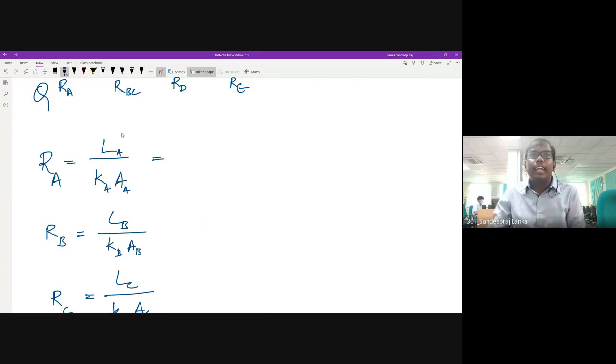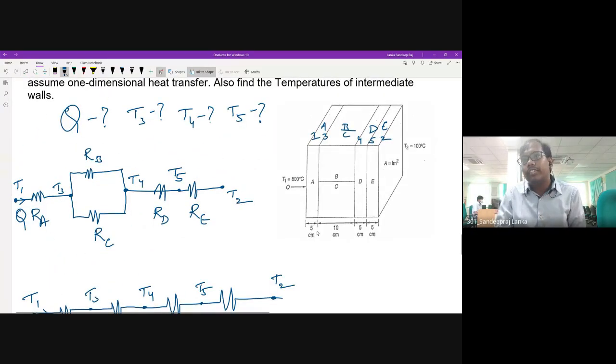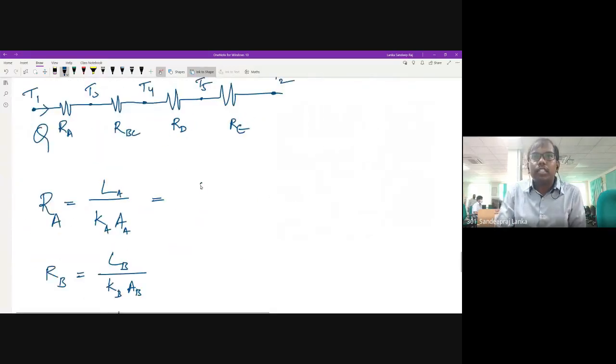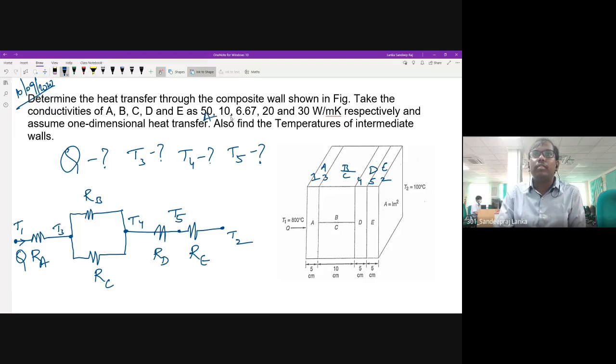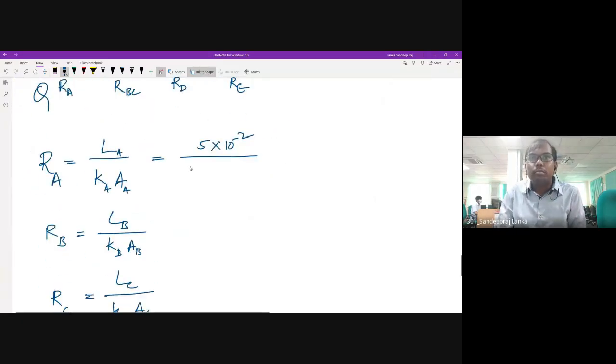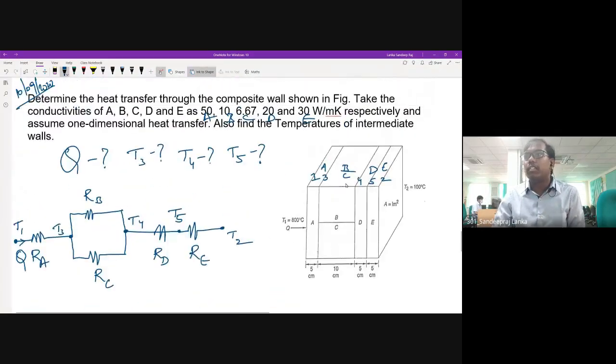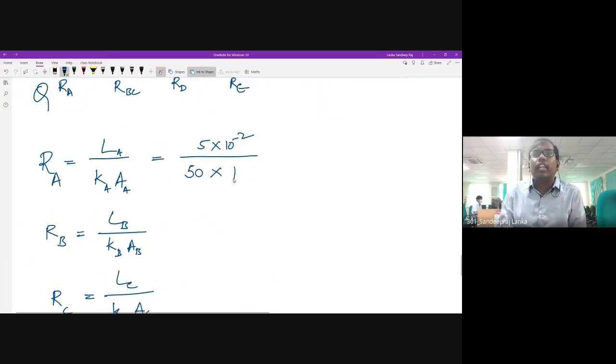Now, what is LA? LA is the thickness. The thickness of A is 5 centimeters, that is given here, so I'm substituting the same thing in meters. I have to multiply it with 10 to the power of minus 2. KA is given in the problem. This is A, this is B, this is C, this is D, this is E. So KA is 50 watt per meter Kelvin. Now, what is the A here? The A value is 1 meter square. It is the area perpendicular to the direction of heat transfer. Q is flowing in this direction, and the area perpendicular to this will be A. This A is 1 meter square, so you can substitute the value 1 directly.